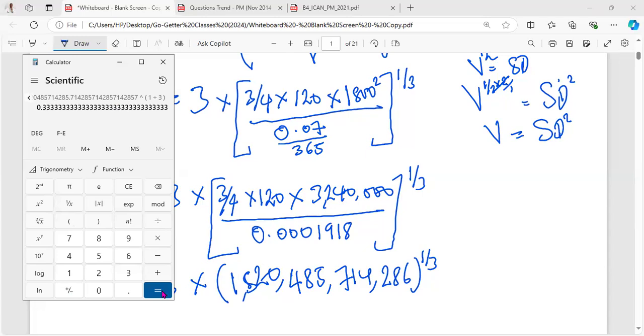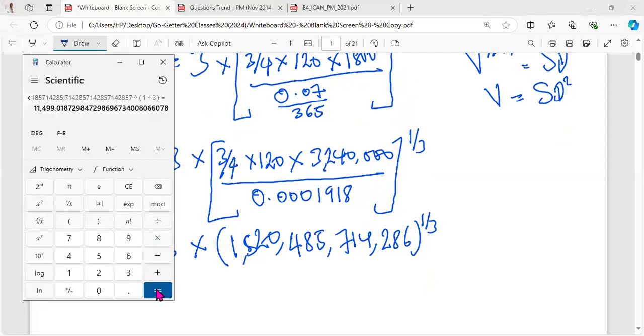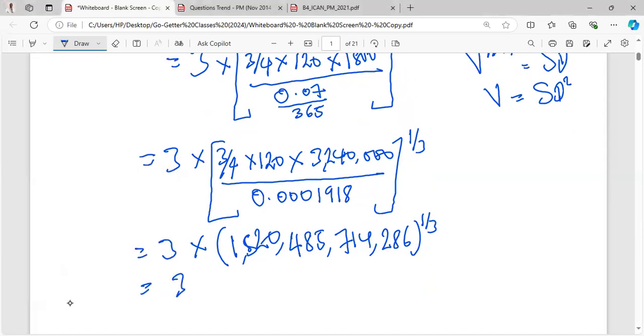I'll say equal to. Instead of writing this same thing again, I'll just multiply it by 3. So what I have here is 34,497. So this is 34,497. This is your spread.